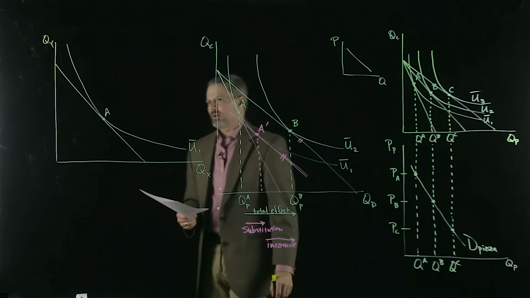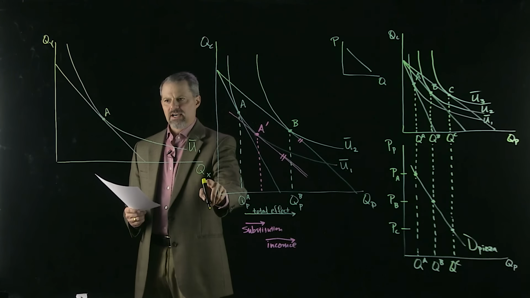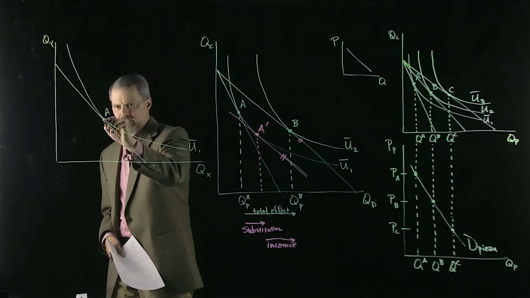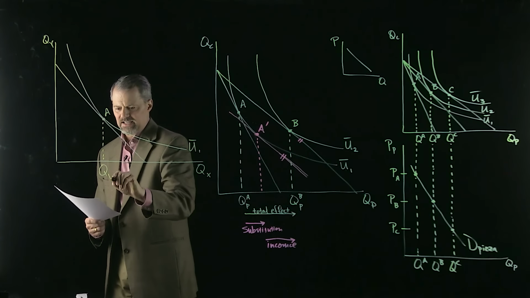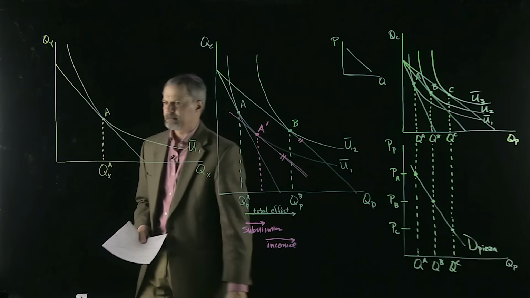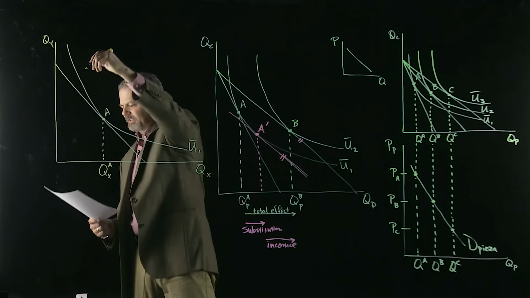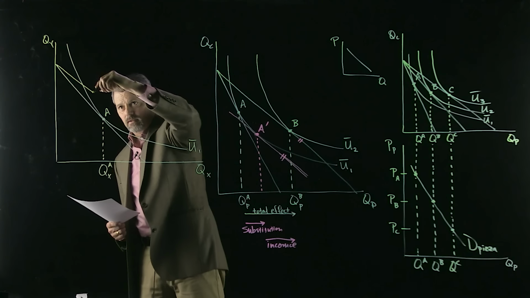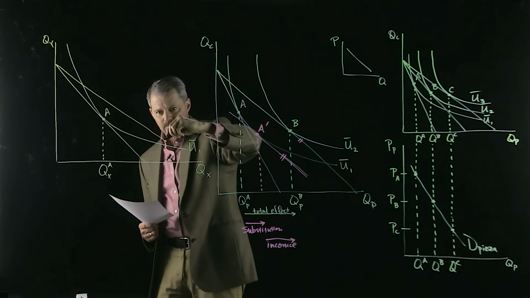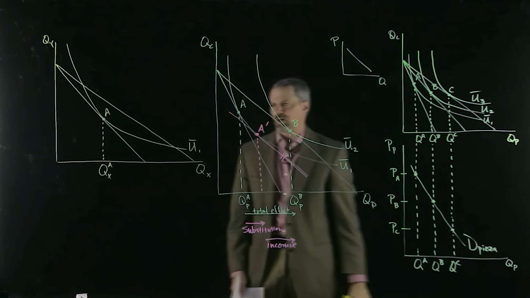And now I'm going to decrease the price of good X. So let's start out here. Here's the initial price of good X, or quantity of good X. I'm going to call it QXA. And I'm going to decrease the price of good X, something like this. There's my new budget constraint. It pivoted out as I decreased the price of this good.